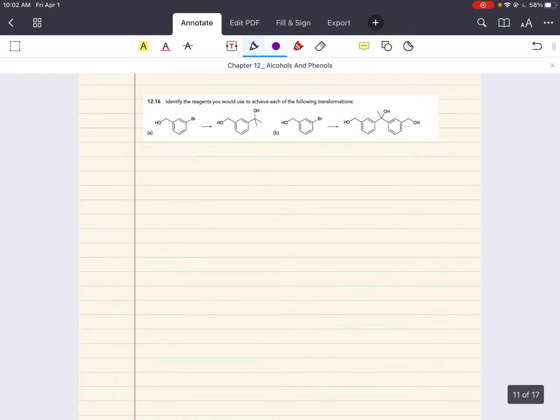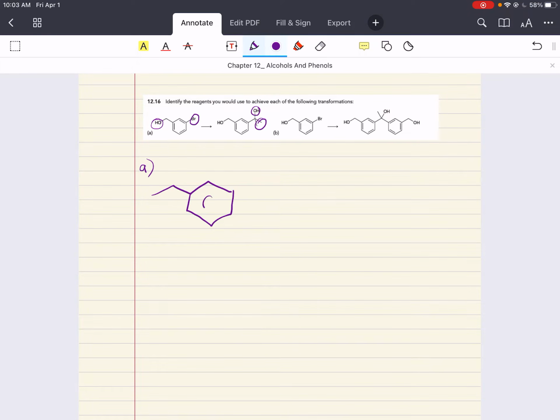Now we want to do a few quick practice problems. Identify the reagents that you would use to achieve each of the following transformations. We're going to look at A. We want to convert this bromine to an alcohol group with two methyl groups, but we don't want to touch this alcohol at all. So our first step is to protect that alcohol.